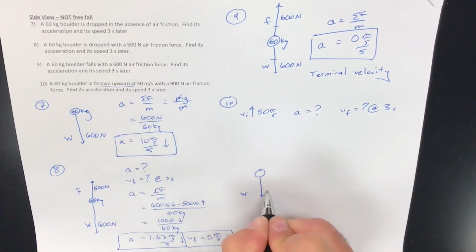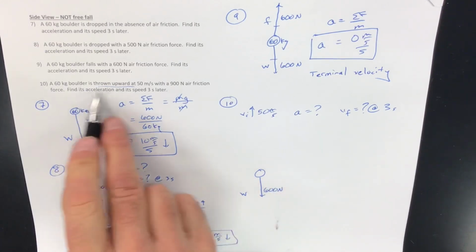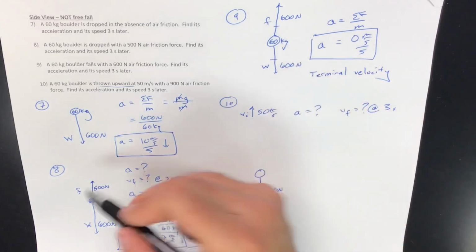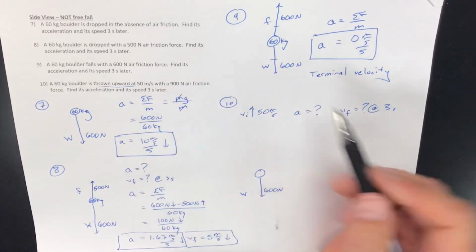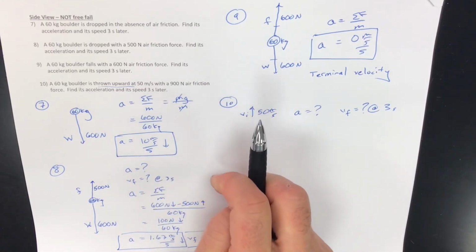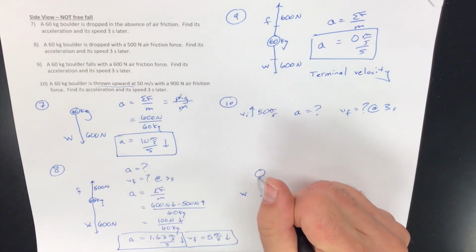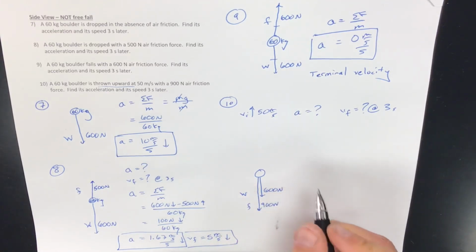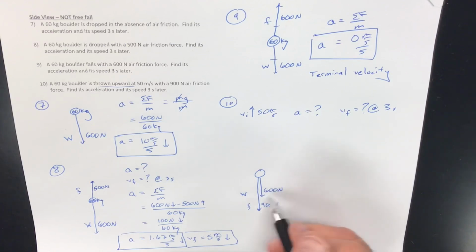The weight, 600 newtons. And then the air friction force. You're tempted to put it up, right? Because you did the other 3 up. No. This one is going upward. And if it's going upward, the air friction is going to be exactly opposite that. So this is going to be the air friction force. There's the friction. That's 900 newtons. And so the total force acting on it is a 1,500 Newton force down.